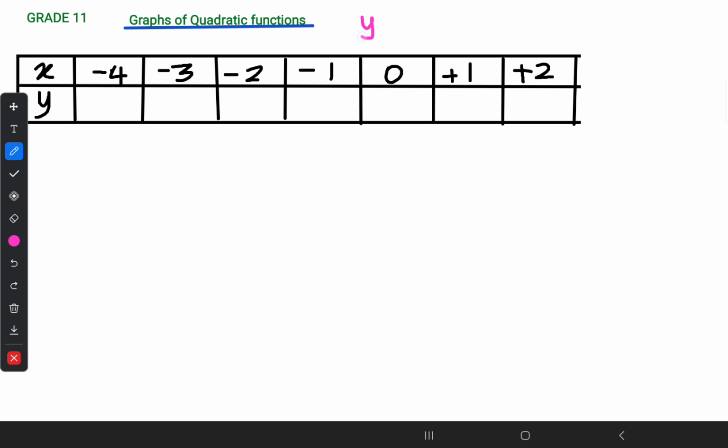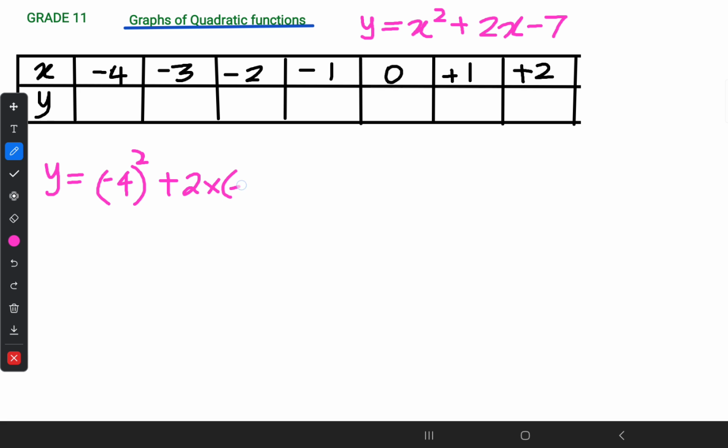So here the graph name is y equals x squared plus 2x minus 7. This is the graph name. Let's find the y coordinate for this case. When x is -4, in this formula you have to substitute x as -4 to find the y value. So y should be (-4) squared. While you are handling negative numbers, definitely you should keep it inside the bracket. Plus 2 times of -4 minus 7. So (-4) squared means -4 into -4.